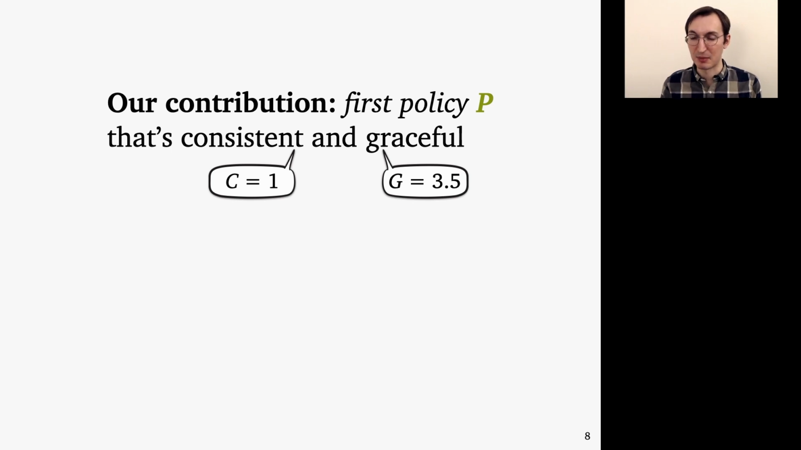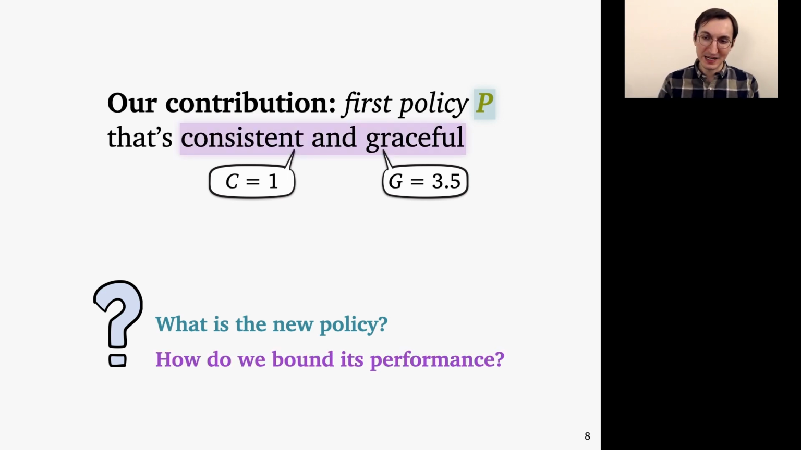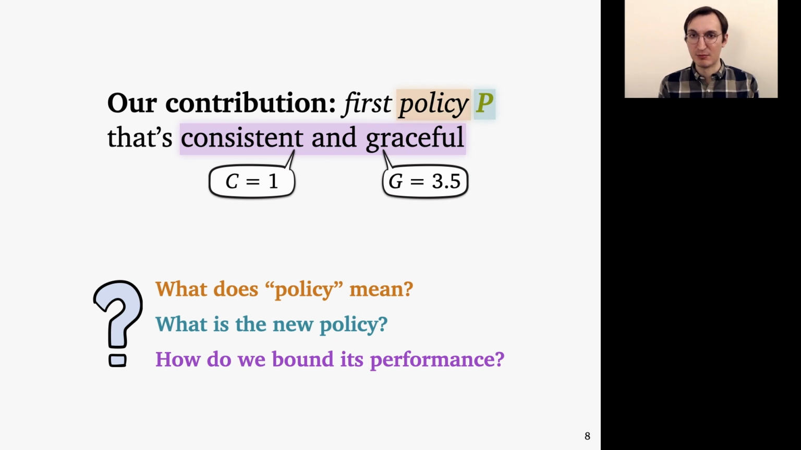In the rest of this talk, I'm going to dissect this contribution. We'll ask questions like, what is this new policy? And how do we bound its performance? But before we get there, I want to say a few words about what policy even means. There's a vast design space of possible scheduling policies. One thing we did to help ourselves out was to narrow our focus to a subclass of scheduling policies. Still a very broad class, but something that was a bit easier to think about, and for which some queuing theory existed to help us evaluate scheduling policies. I'll get to a bit of that later.